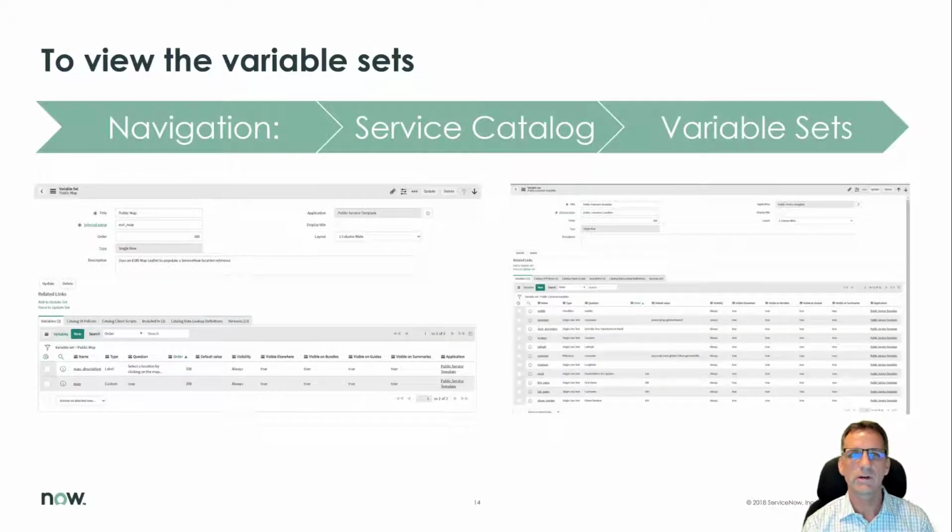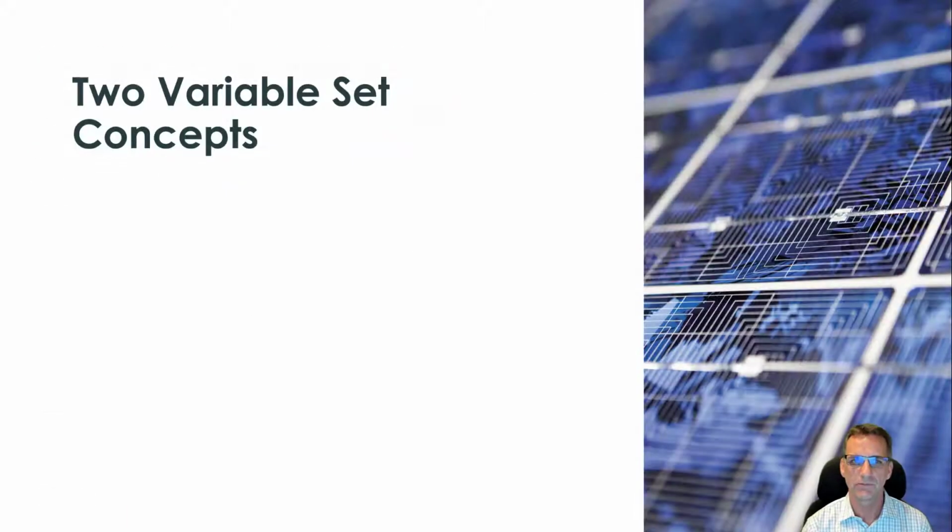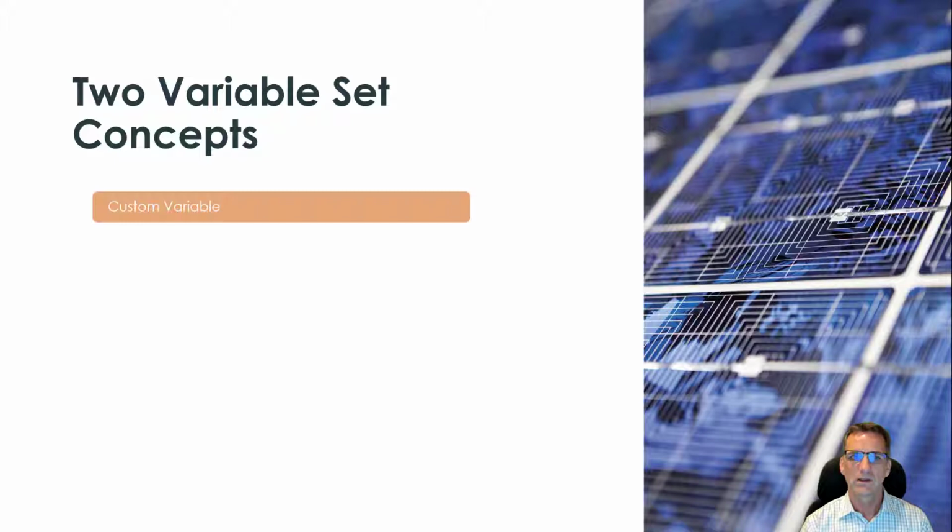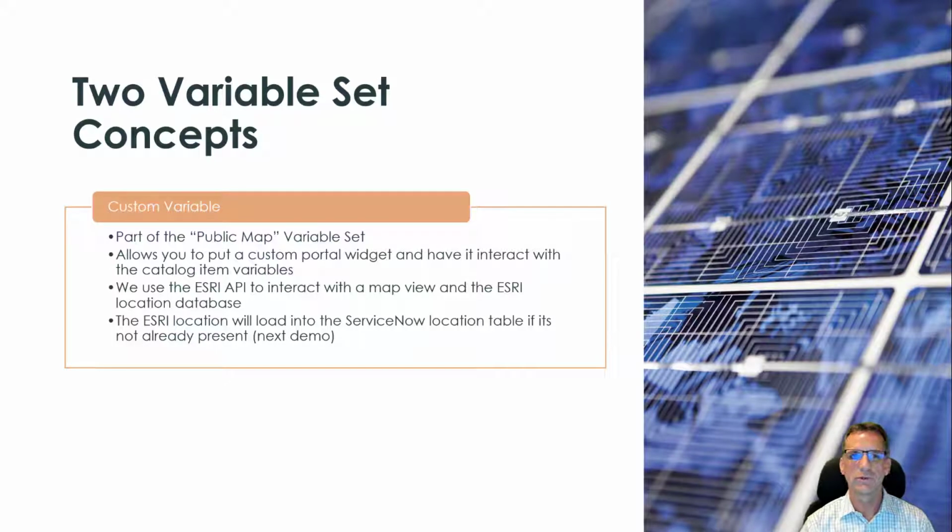All right, now we're going to talk about two of them specifically. The one on the left is the record for the variable set for public map, and the one on the right is the one that you're going to see for public common variables. Now the two variable sets, there's a couple specific things I want to call out on each of them because they're a little bit off of what you would see in a normal variable set with a bunch of string types in them. This is called a custom variable.